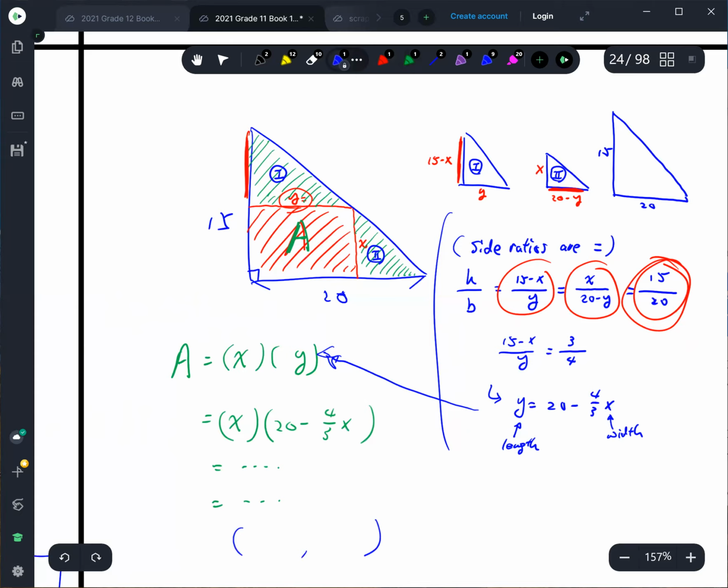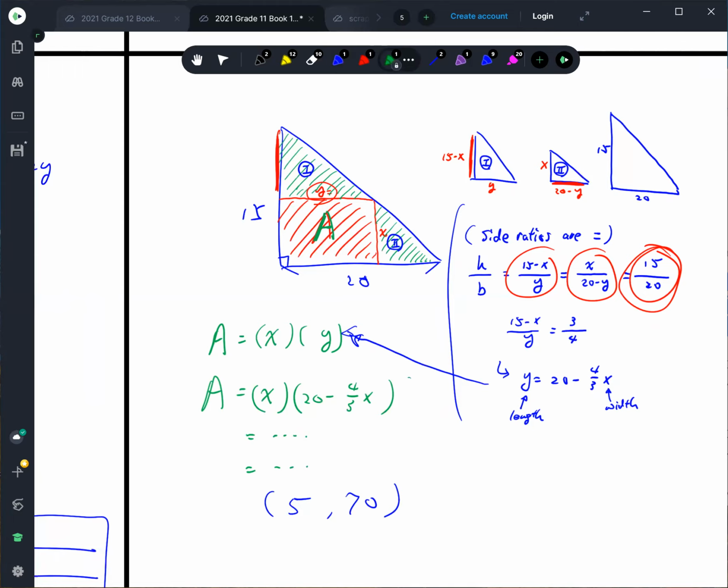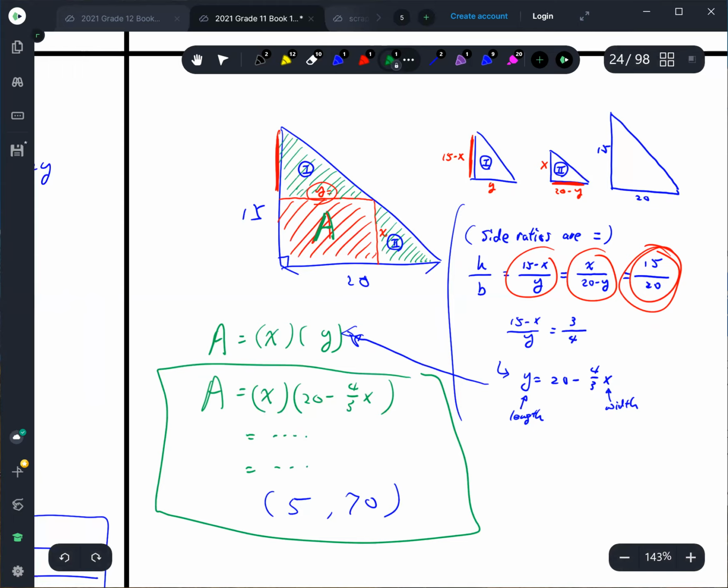Once you get the vertex form, let's say you got a vertex, okay? You have, let's say, 5 and 70. What does 5 represent? The width of it. Okay, and the 70? The length. No. Oh, 70 is the maximum area. Yes, because remember the equation only has two variables, the area and the x.